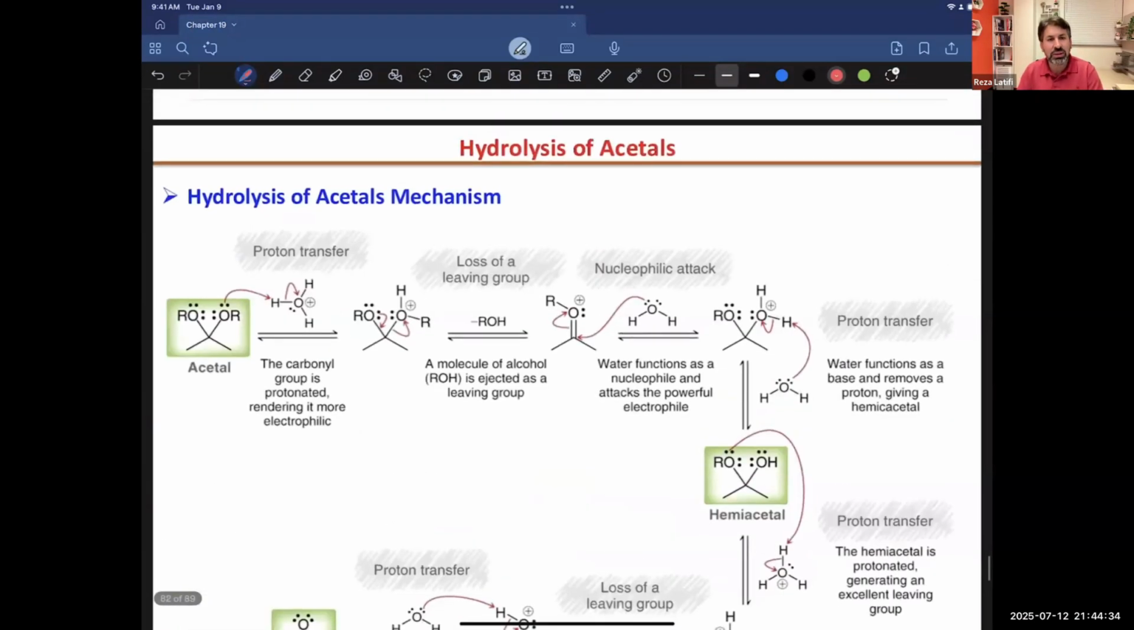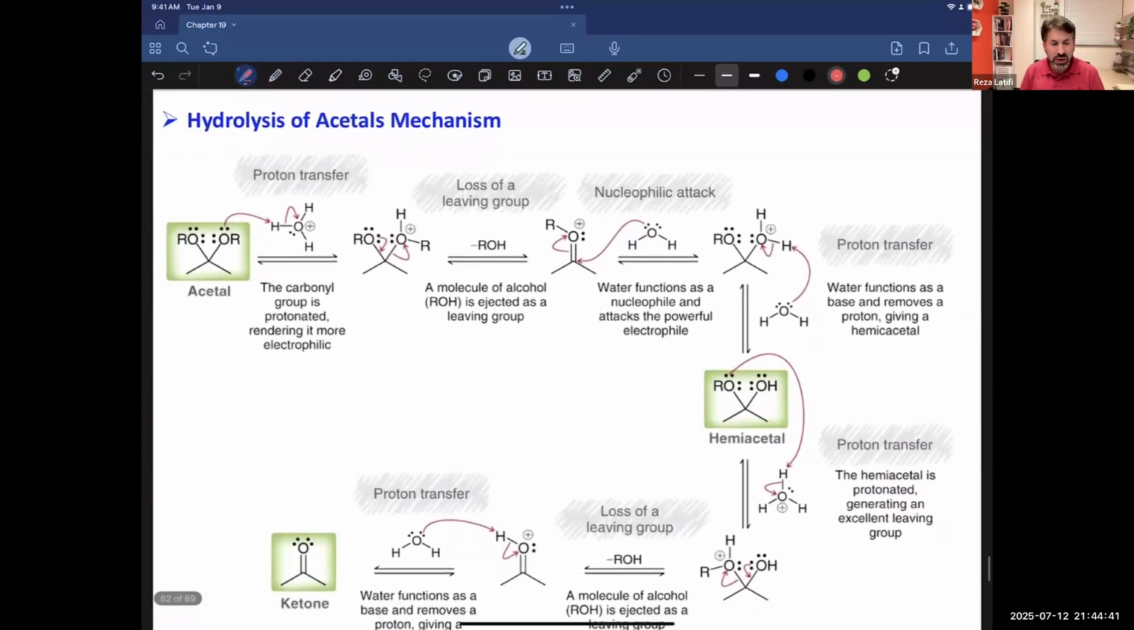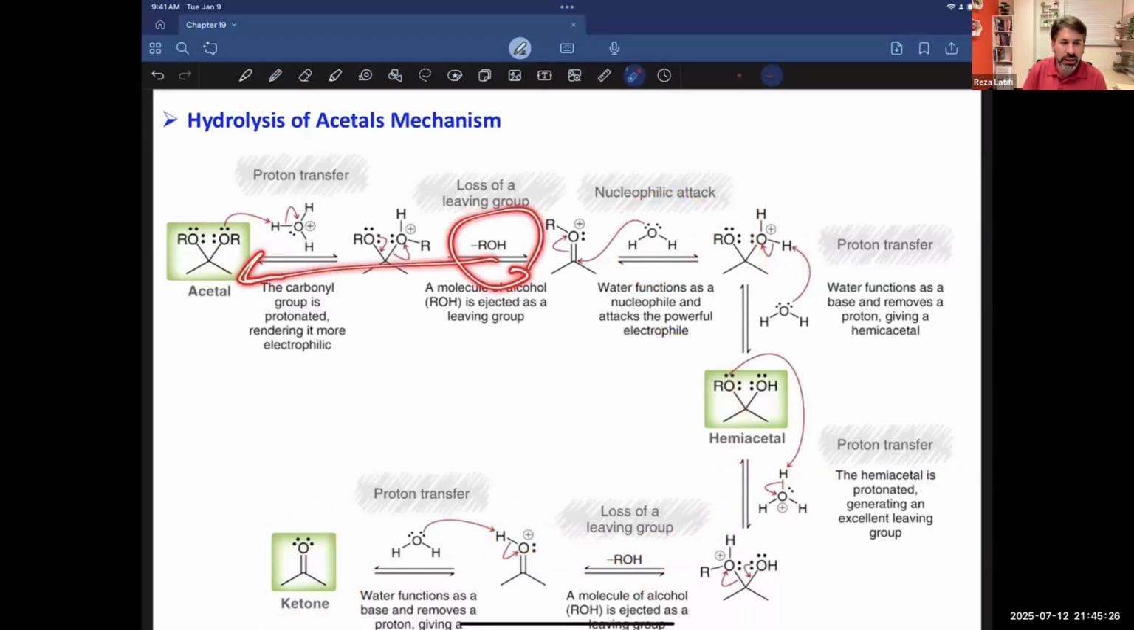The mechanism for hydrolysis is exactly the reverse of the way we made those molecules. So I highlighted ketone, hemiacetal, and acetal. If you remember, the way we got hemiacetal and acetal, we started with a carbonyl group, and we first activated the carbonyl group by adding H plus to it, and then we added alcohol. That gives us a hemiacetal, and now to the hemiacetal I can add another H plus, and that's going to facilitate taking OH out of the system and replacing it with OR, and at the end I will get acetal.